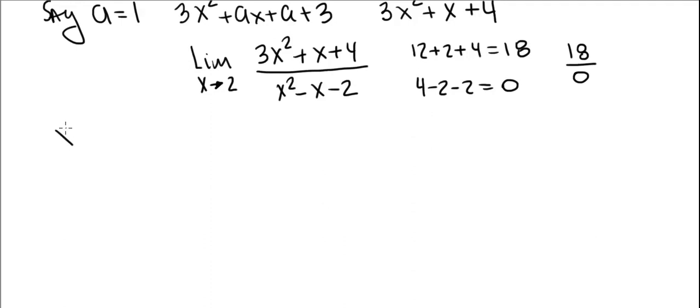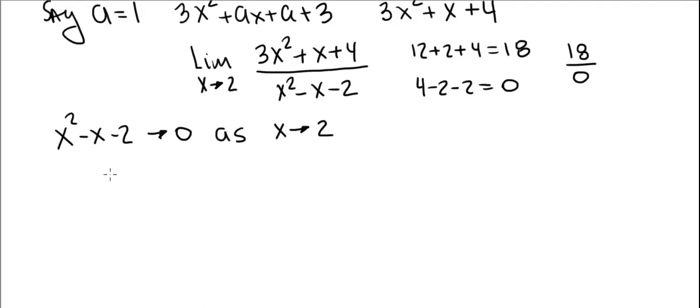The denominator is x squared minus x minus 2, and this approaches 0, as we just saw, as x approaches 2. The only way the limit is going to exist is if the numerator also approaches 0. Then we would have an indeterminate form of 0 over 0, and we can eliminate the source of 0 over 0 and try to find the limit of the remaining part.